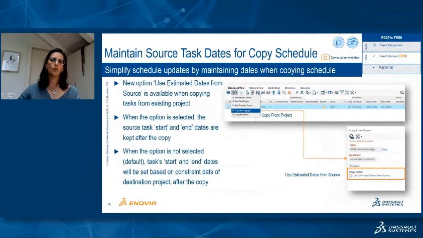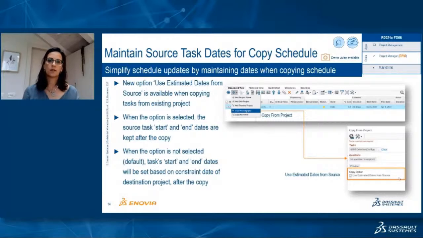When adding new tasks to a project, there is an option to copy existing tasks from an existing project. This is a nice existing capability for reuse. Now, in FD06, when we decide to copy existing tasks, there is a new option, use estimated dates from source, meaning you can decide whether to copy also the task's dates. So if this option is selected, the source task start and end dates are kept after the copy.